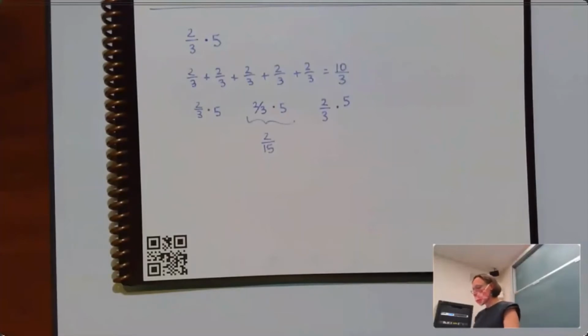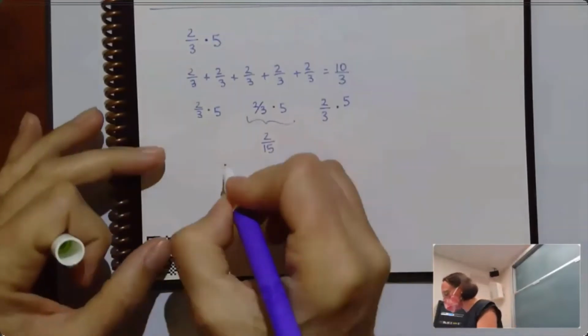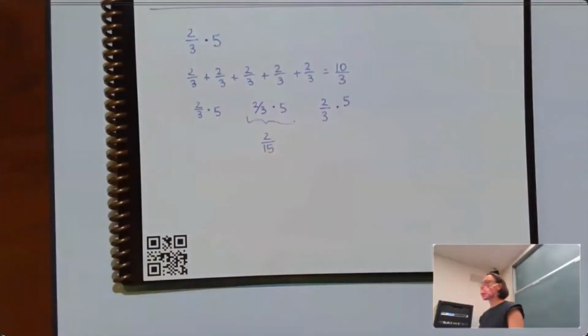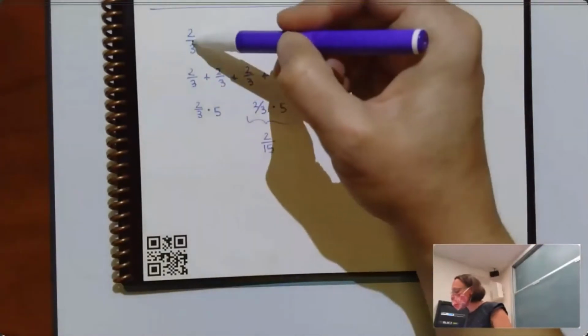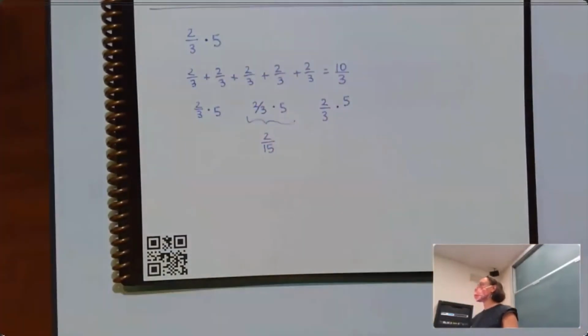Know that if I have a fraction times a number, that isn't changing my denominator because the denominator is the size of the pieces. It's just telling me I've got a total of 10 of those with a size of 1/3.